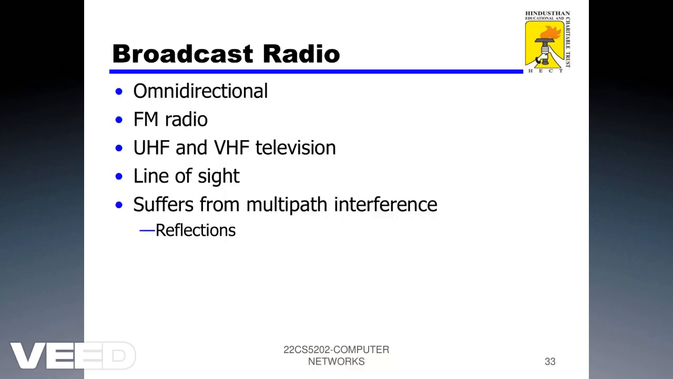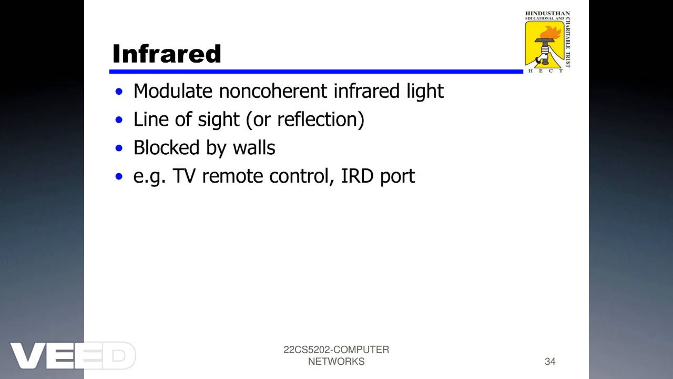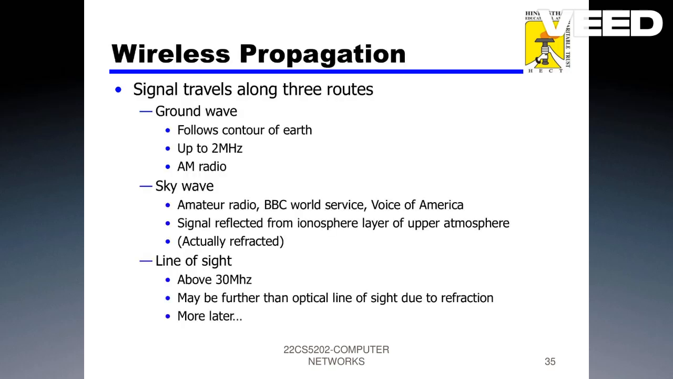Broadcast radio is omnidirectional and mainly used for FM radio, and UHF and VHF television, line of sight, with multipoint interference. Next is infrared. Infrared modulates infrared light. It is line of sight and is blocked by walls. TV remote control and IrDA ports are the main applications of infrared.